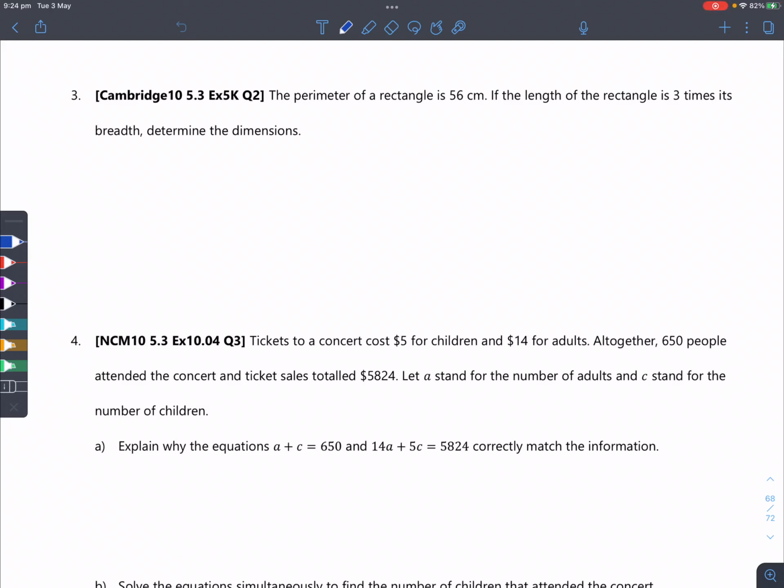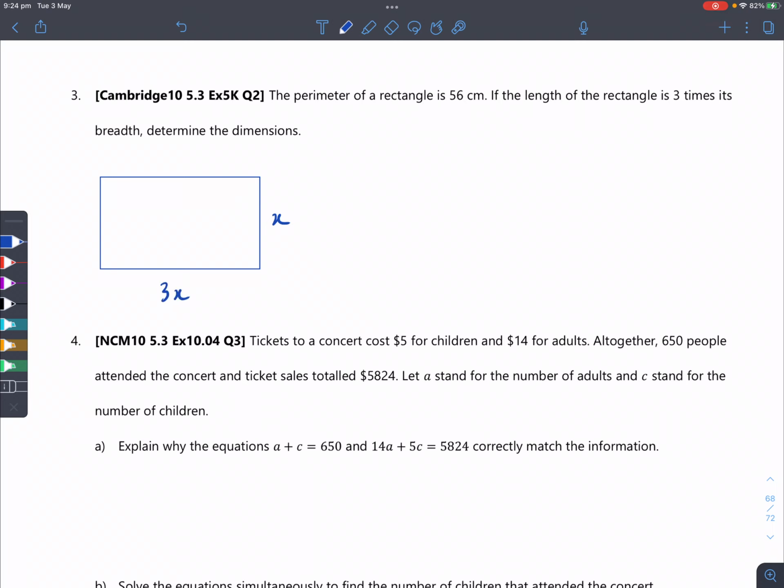All right, so for question 3, we've got the perimeter of a rectangle is 56 centimeters. If the length of the rectangle is 3 times its breadth, determine the dimensions. So first what you do is draw a rectangle. And then you have to let one of the breadths here be x, which means that the length is 3 times of that, which is 3x.